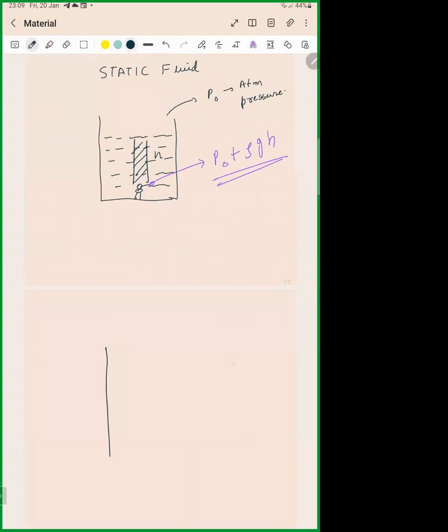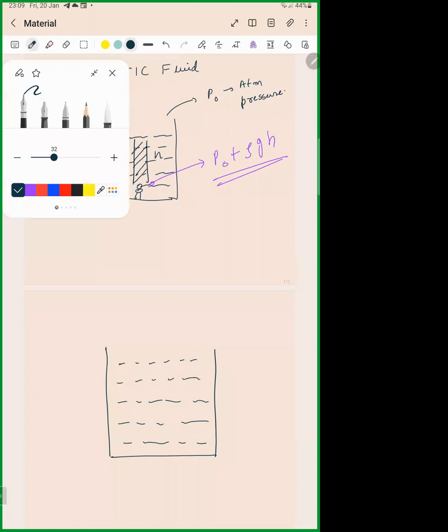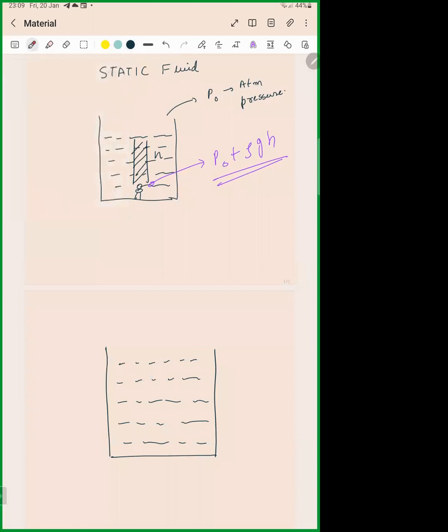Now, imagine this, a very important and very interesting thing. Let's say you have liquid all around, and I am asking you to imagine a cylinder inside this liquid. Now, the cylinder is also made up of liquid.